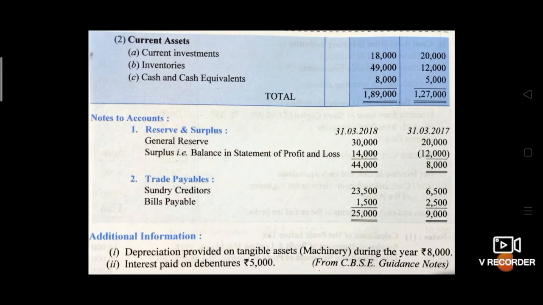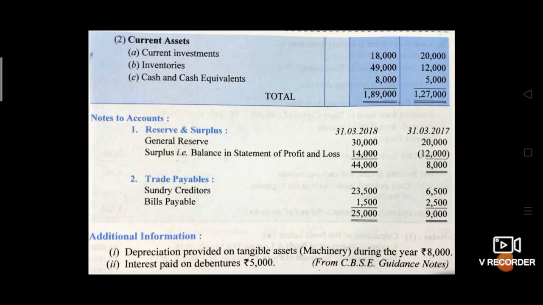Now see, according to the CBSE guidelines, current investments will be taken as marketable securities, just like last problem. So they will be treated as cash and cash equivalents. Okay, so we will add them in cash and cash equivalents balances. Inventory, there is increase in inventory. Inventory is a current asset, so it will be in changes in working capital, increase in inventory and cash equivalents.